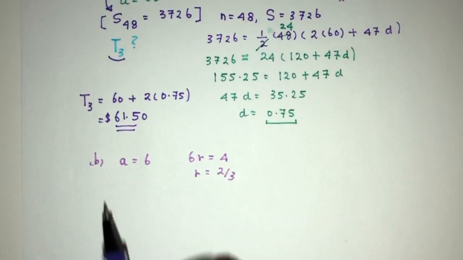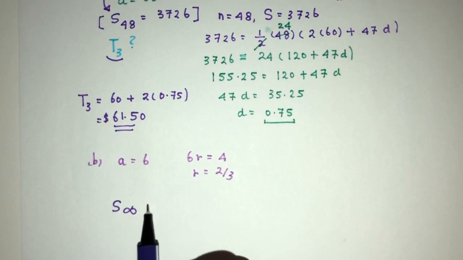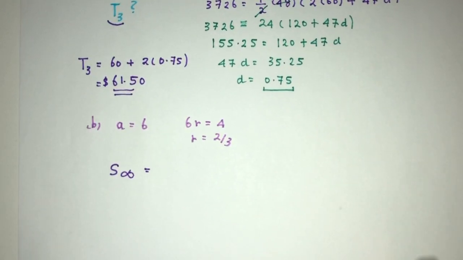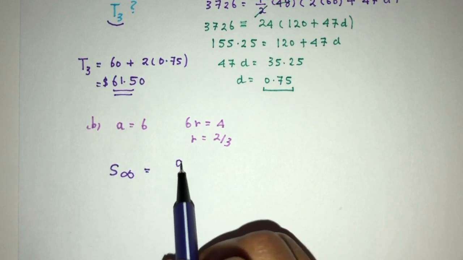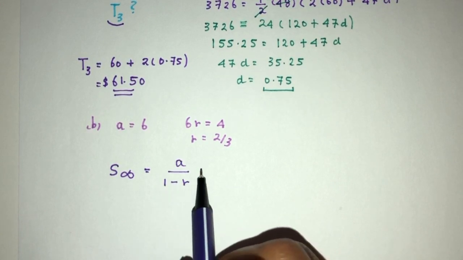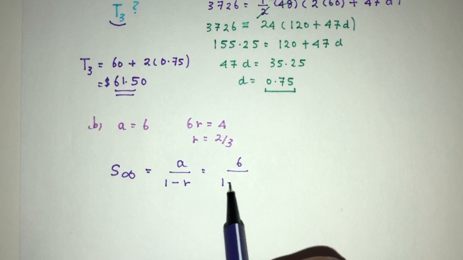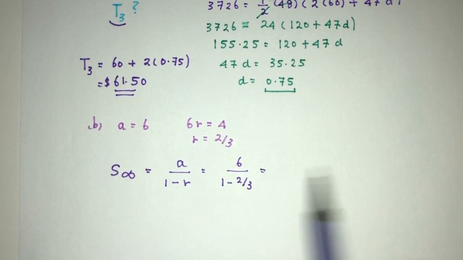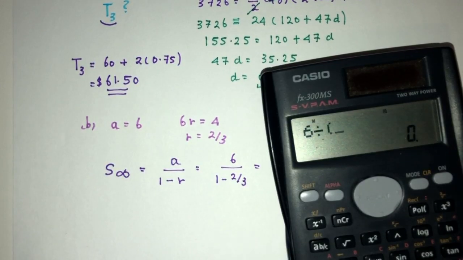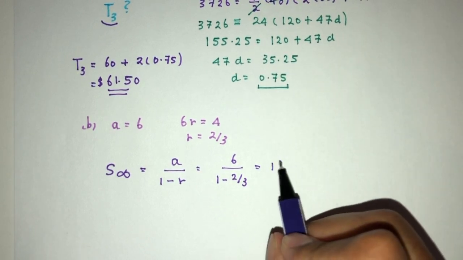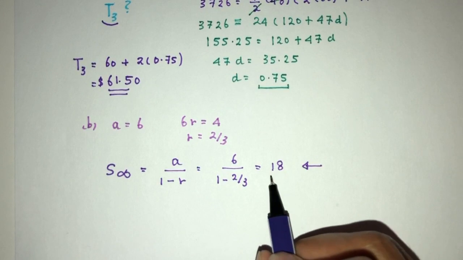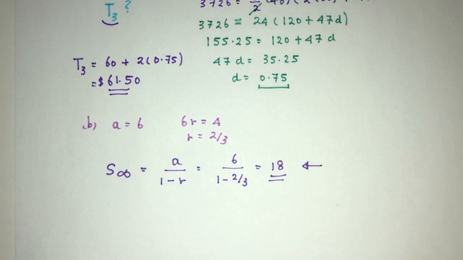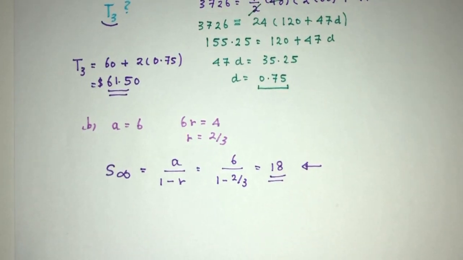And we have to find the sum to infinity. Again, this is a formula we are given, and we have to know it as well. That will be A over 1 minus R. A is 6, 1 minus R will be 2 over 3. So 6 divided by 1 minus 2 over 3 should be 18. So this will be the sum to infinity that we will be finding for a geometric progression for part B of this question.